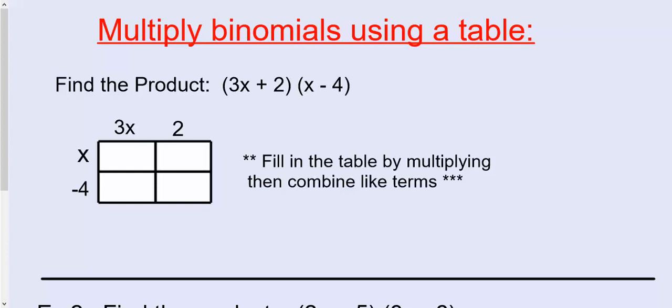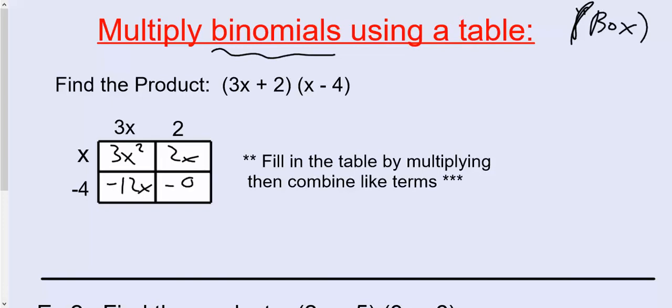Alright, here we're going to be using what I call the box or a table, and it's multiplying a binomial times a binomial. So two binomials here: 3x plus 2 times x minus 4. If it's a positive 2, you can choose to put the plus sign there or not. Generally, it's not written there. 3x times x is 3x squared. 2 times x is 2x. 3x times negative 4 is negative 12x. And 2 times negative 4 is negative 8.